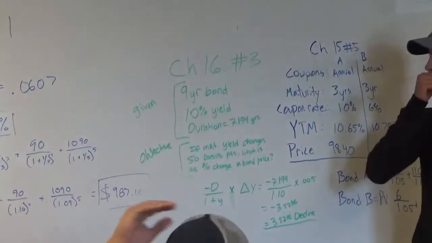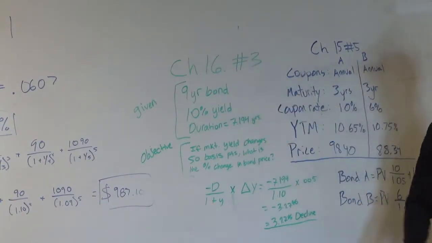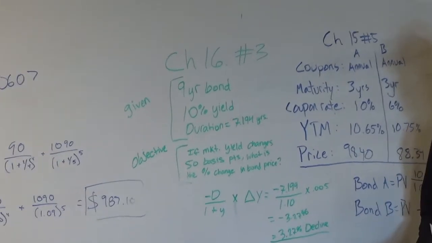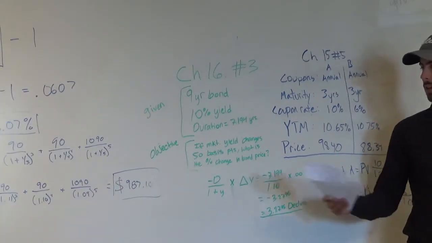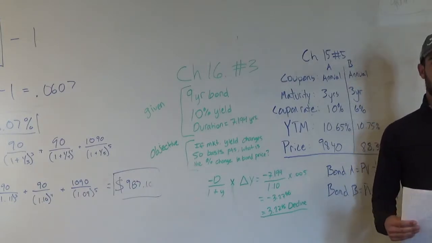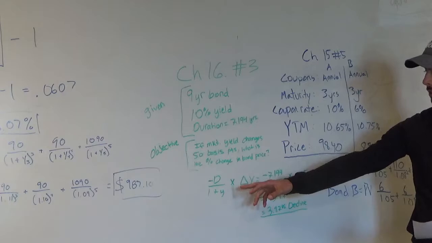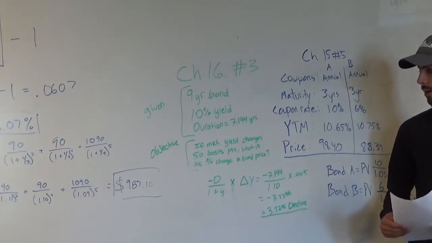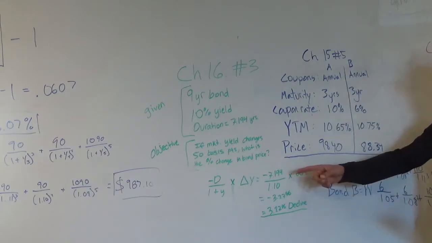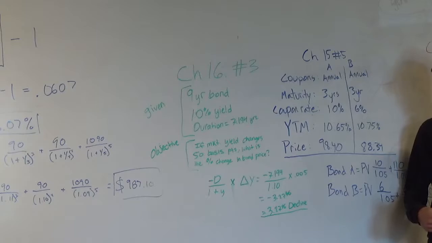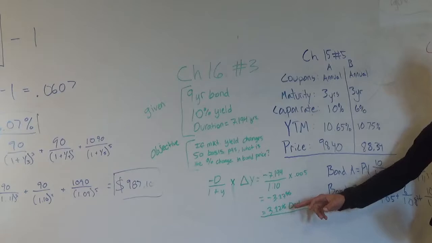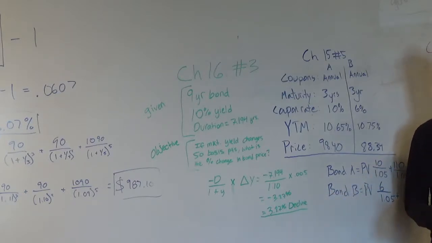All right, so here we have chapter 16, number 3, and here the givens are listed out. It's a 9-year bond, 10% yield, and the duration is 7.194 years. The objective is, if the market yield changes 50 basis points, what is the percent change in the bond price? The equation is negative D over 1 plus Y times the change in Y, which gives you negative 7.194 over 1.1 times 0.005, and that gives you a decline of 3.27%.